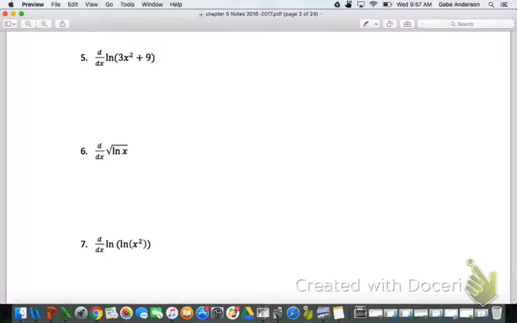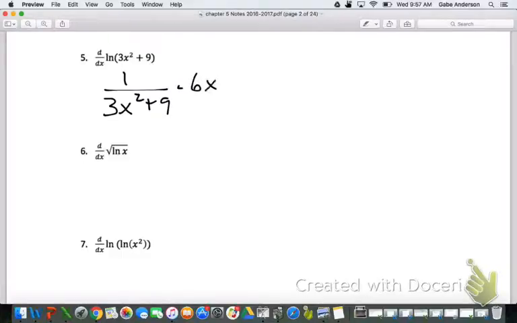Simply, you recognize that it's natural log, and you say, all right, well, the derivative of natural log is just 1 over the input, whatever it is, times the derivative of that input. So any thoughts? What do you think? Go ahead, Drew. 1 over 3x squared plus 9 times 6x.